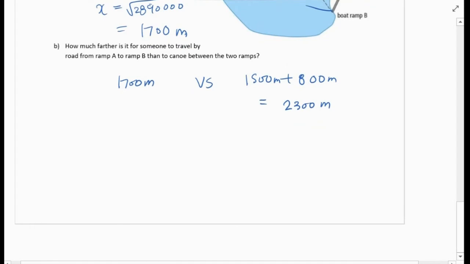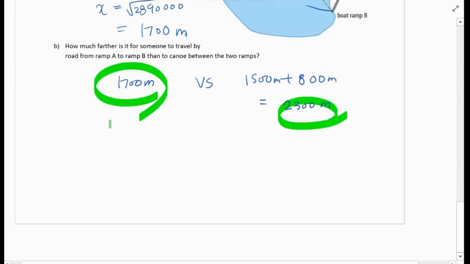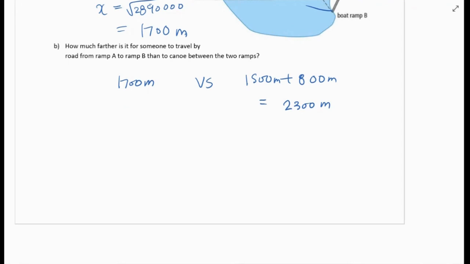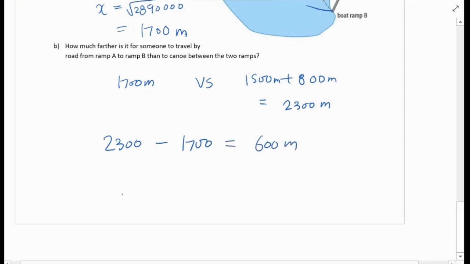Okay, let's compare those two numbers. And after that, what we're going to do is we're going to subtract to find the difference. Okay, so 2,300 minus 1,700, it's 600 meter. So the answer is 600 meter.